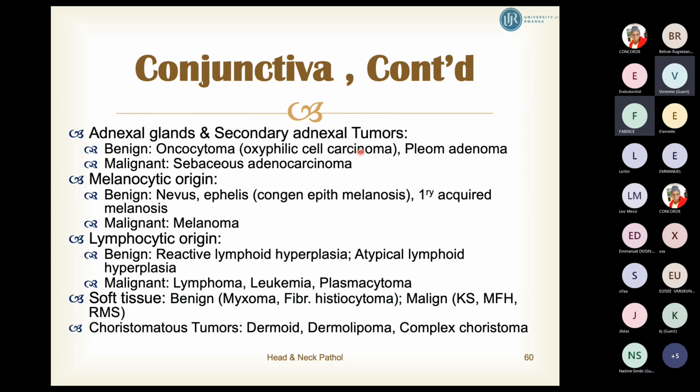Benign tumors from melanocytes include nevi, and malignant ones, melanoma, of the conjunctiva. Of lymphocytic origin, you can have lymphoma. For the soft tissue tumors, we have many of them, malignant ones such as Kaposi sarcoma, a tumor arising from small blood vessels, post-HIV, malignant fibrous histiocytoma, and rhabdomyosarcoma. Then we have choristoma, hamartoma, dermoid, lipoma, complex choristoma, and so on.